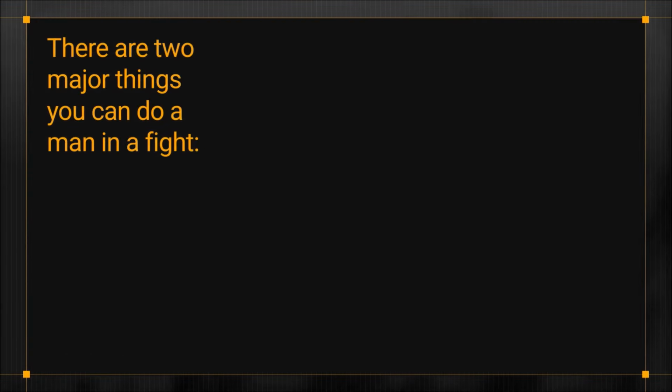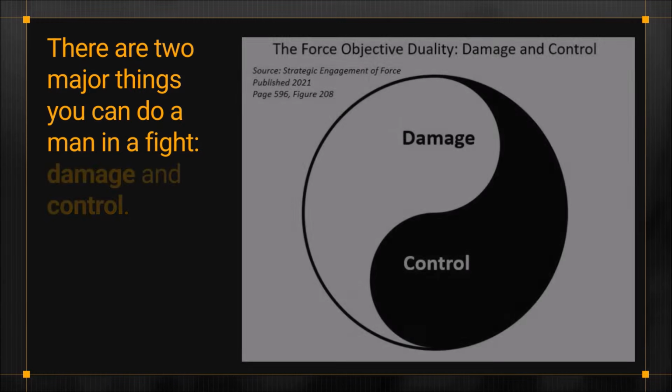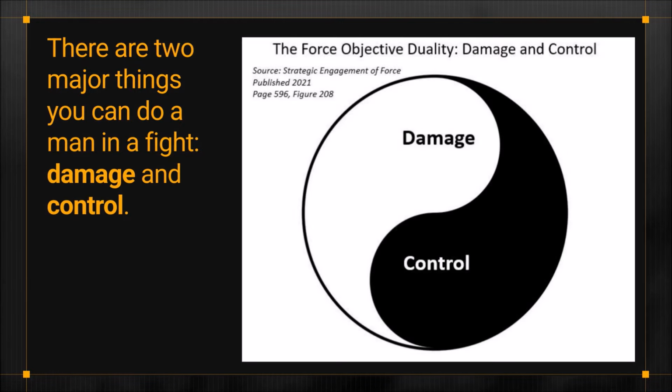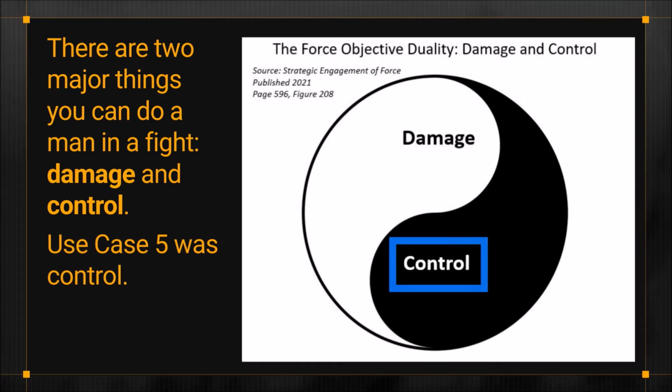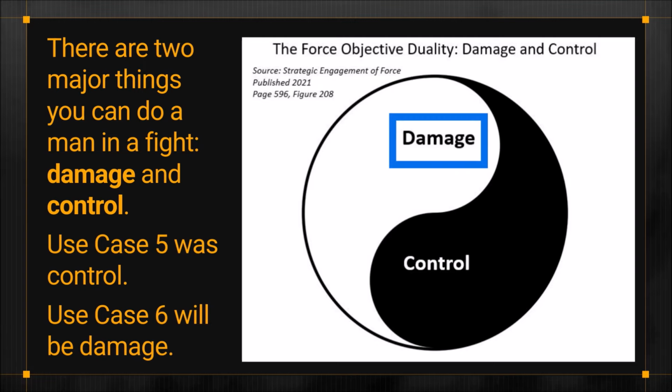There are 2 major things you can do to a man in a fight: damage and control. The book Strategic Engagement of Force illustrates this as the force-objective duality, where damage yields control and control yields damage. Use case 5 was control. Use case 6 will be damage.